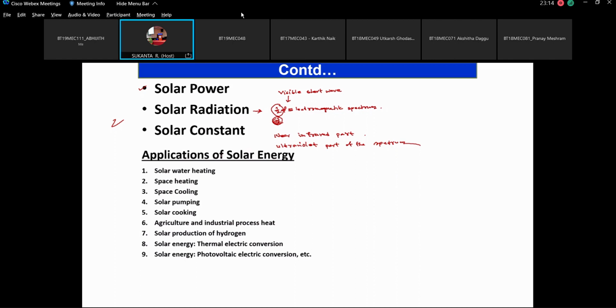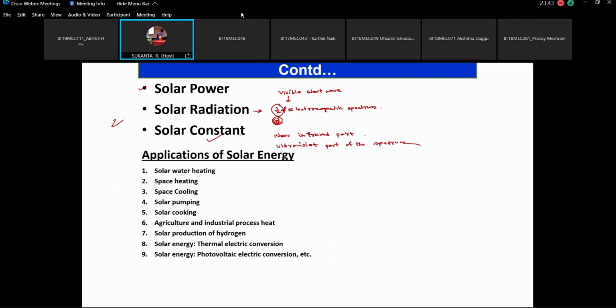And if we talk about the solar constant, it is the rate at which solar energy arrives or reaches the Earth's surface from the sun. These things are known to you, very common: what is solar constant, solar power, solar radiation, solar irradiance.